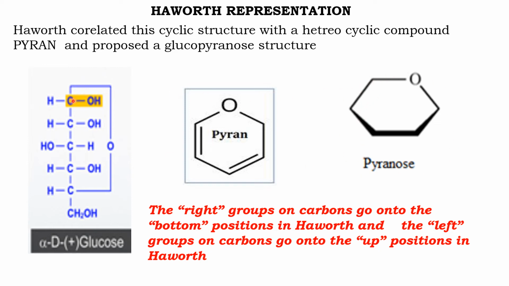I repeat, the atoms or group of atoms which are coming on the right hand side, right groups on the carbon atom, go to the bottom position of the ring. This is the Haworth ring, while these groups or atoms present on the left hand side should go above this particular ring. That representation is the Haworth representation, and we are going to see it in the next slide.